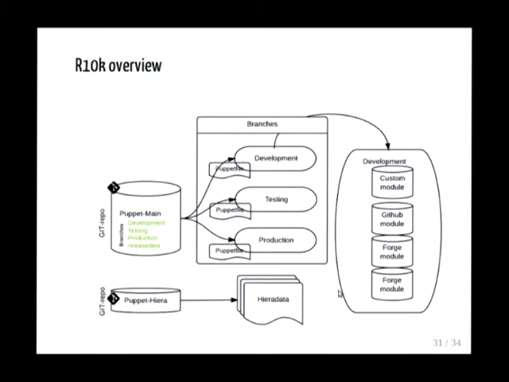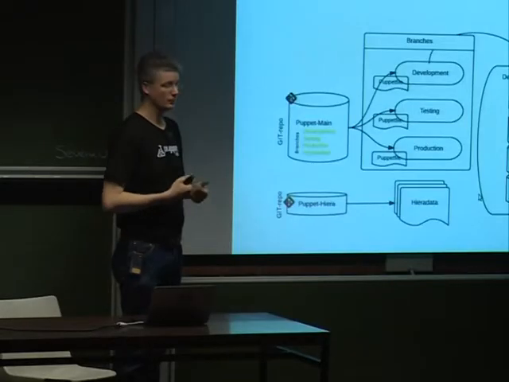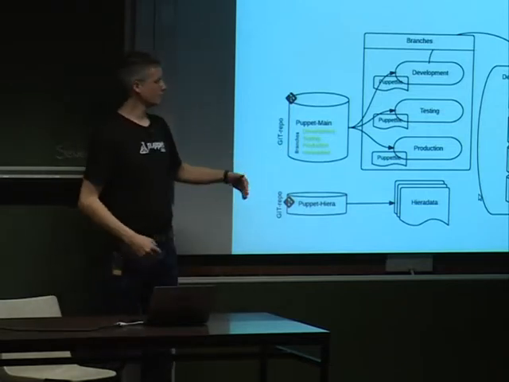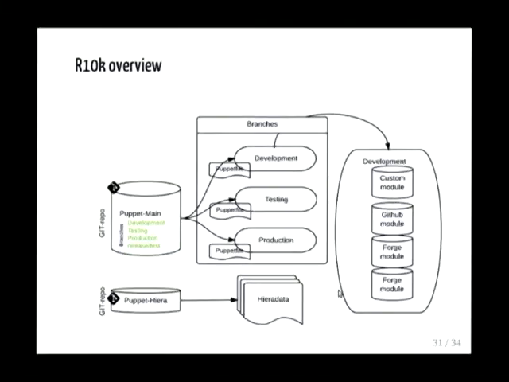So R10K uses a central Git repository, and it will create an environment out of every branch that you've got there. So in my main Git repository I've got development, testing, production, and it creates a separate directory for the module paths. And it will check out each version that's in a branch of the Puppetfile, and then loads all of the modules from the internet, from the Puppet Forge, or from Git repositories, whatever you want. So if you add another branch and run R10K, it will create another environment for you. And of course we need a separate repository for Hiera as well.